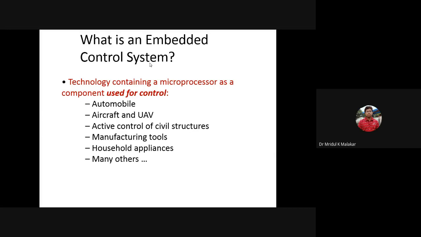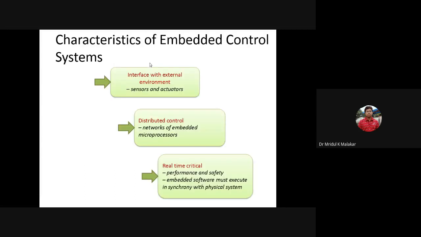And civil structures, a lot of heavy industries are there, so good PLC programming or an advanced control system is required, so embedded systems are available there also. Next, you can say, characteristics of the embedded control system.